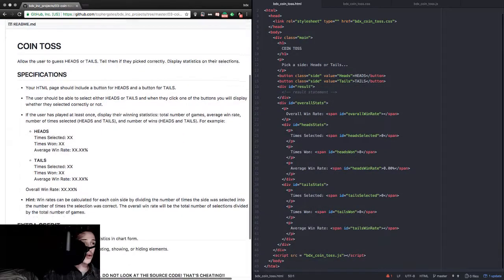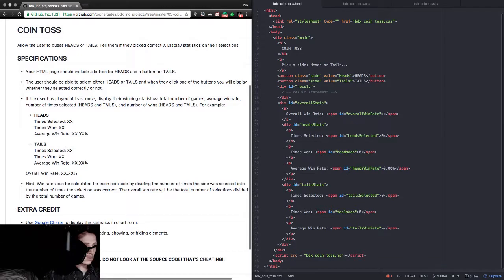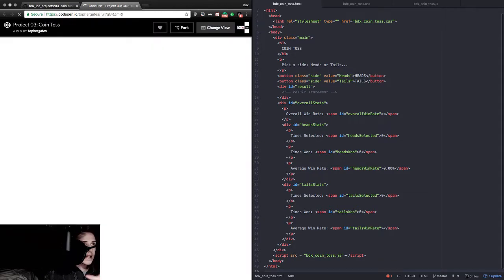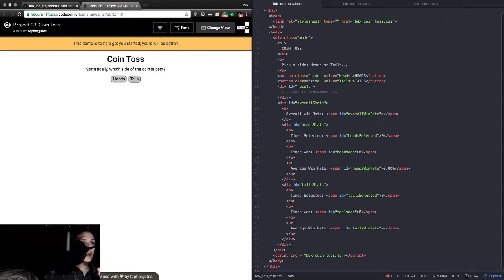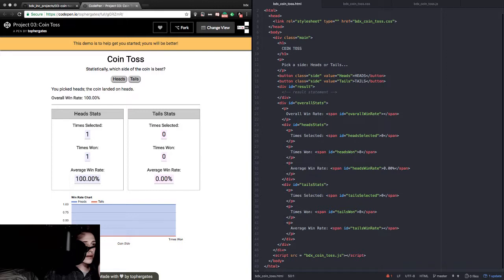Now, we are trying to deal with the following. We are trying to tackle the ratios: the average win rate for both heads and tails, and I think, pending on time, the overall win rate.